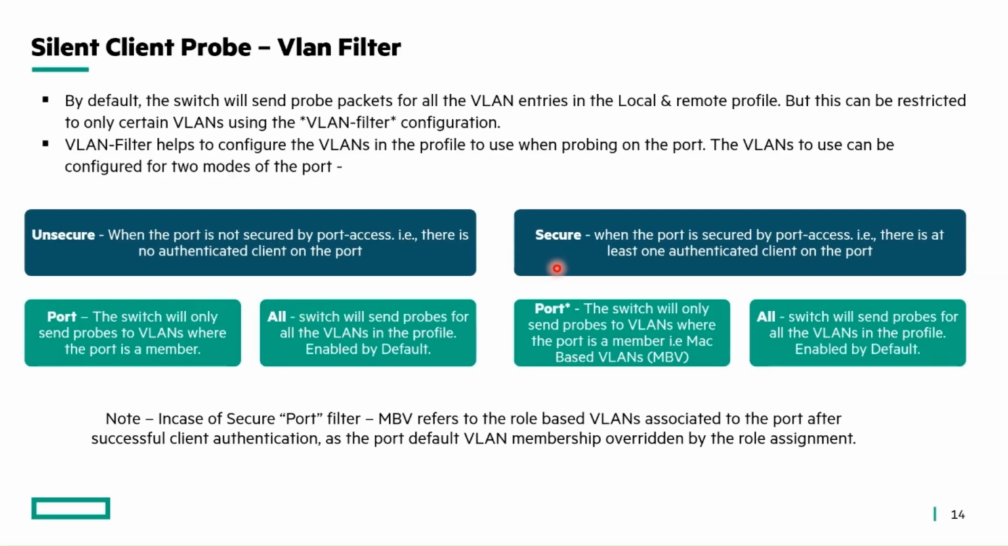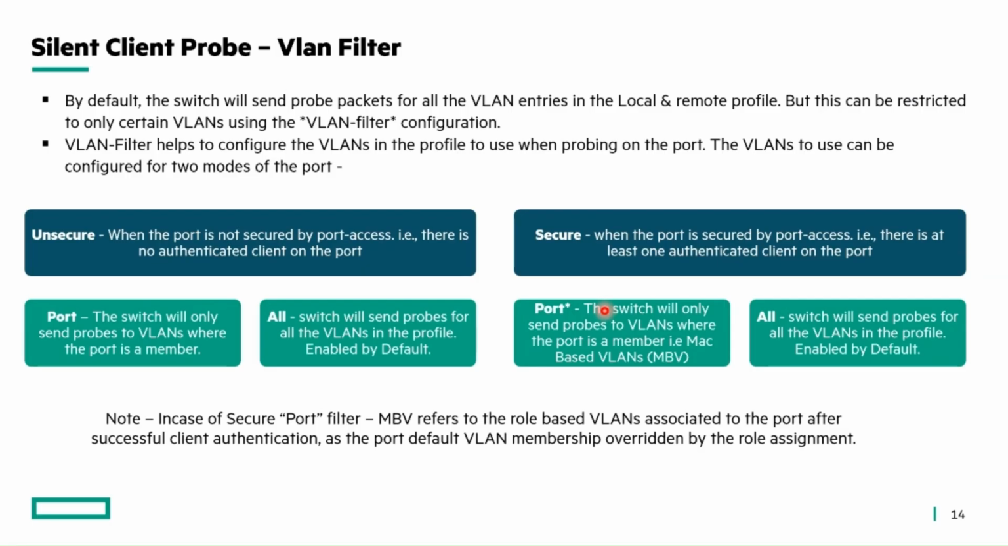So next comes the secure option. Previously we saw that when there is no client onboarded, it is handled by the unsecure option. This secure option handles the cases where the port is secured by port access. That means at least one authenticated client is present on that particular port. Even here we do have two options, all and port. All means whatever VLANs have been configured in the client probe profile, the probe packets will be sent on all of them, and it is the default.